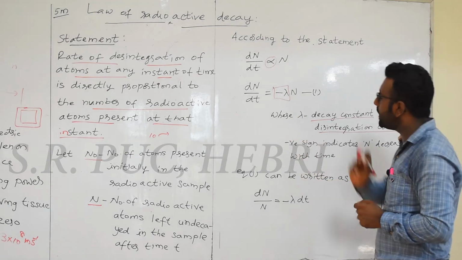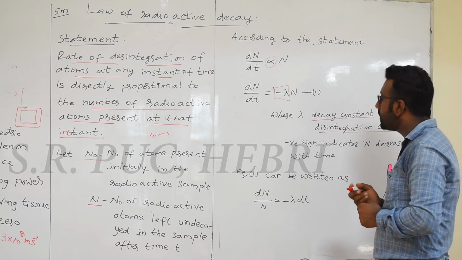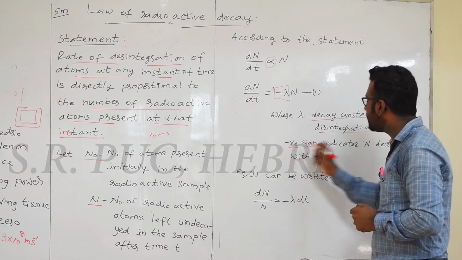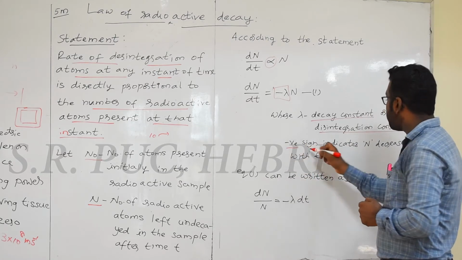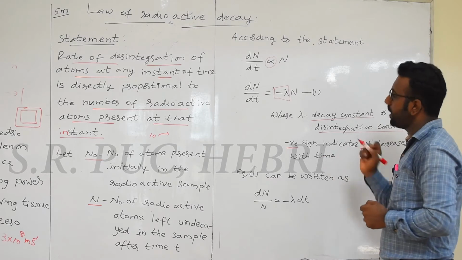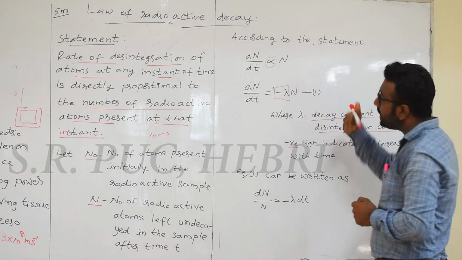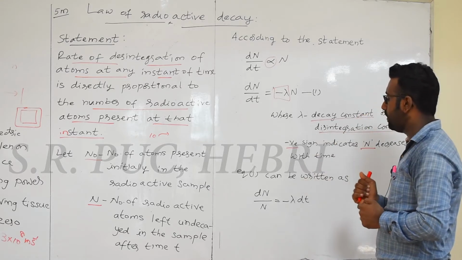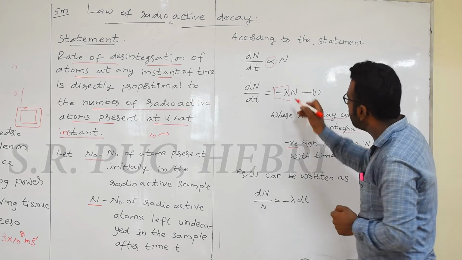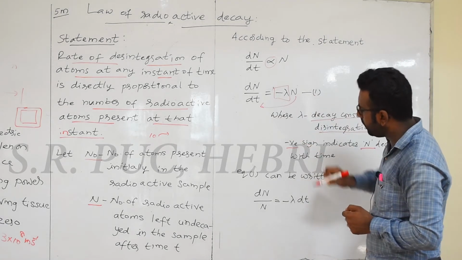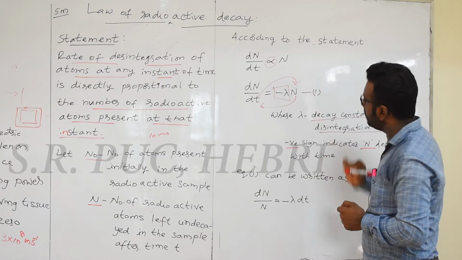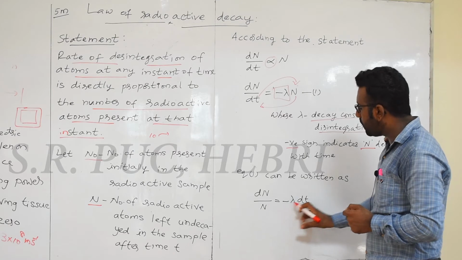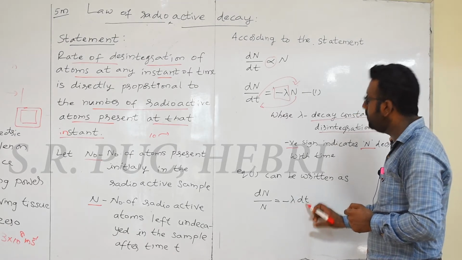And why do we have this negative sign? You remember in Newton's law you had a negative sign, right? Similarly here also we have a negative sign. The negative sign indicates that N decreases with time, so the number of atoms decreases with time, because the process of decay is going on. Now equation 1 can be written by interchanging, and dt is taken to the other side. Then I can write dN divided by N is equal to minus lambda into dt.